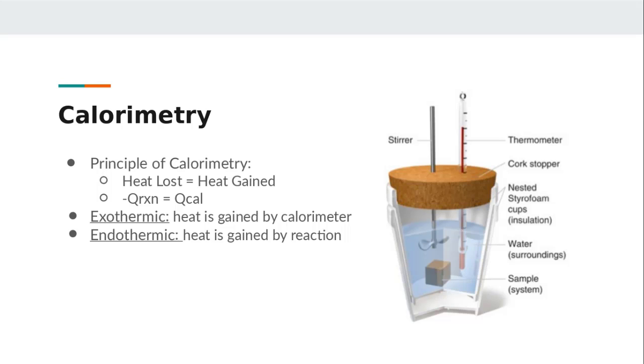Okay, so the next one is calorimetry. The basic principle of calorimetry is that heat lost equals heat gained. The basic example is the coffee cup. You have your cup, and assuming there's no heat loss, there's going to be a reaction going on inside the coffee cup, and whatever heat is lost by the reaction is gained by the surroundings. So if you have an exothermic reaction happening, then the heat is gained by the calorimeter, whereas if it's endothermic, then the heat is gained by the reaction.